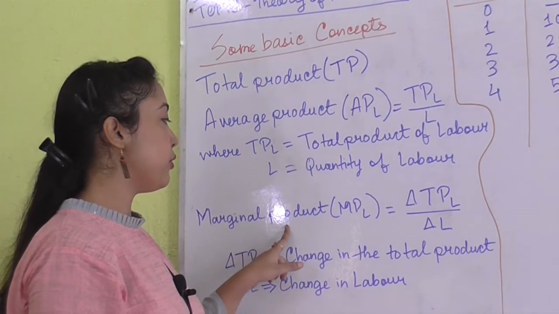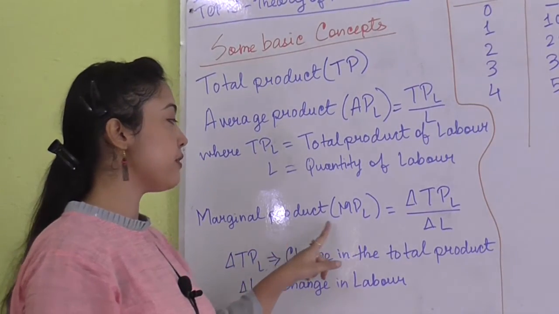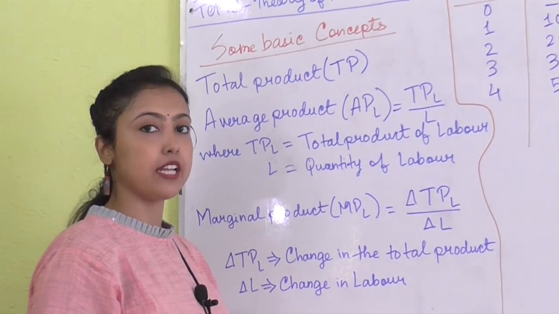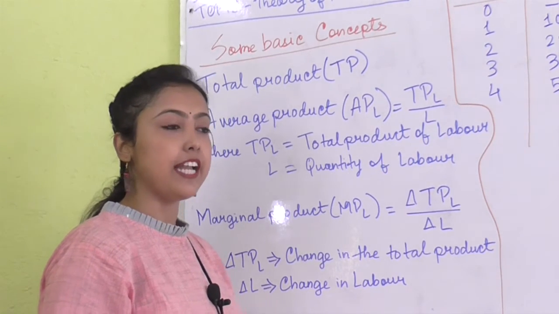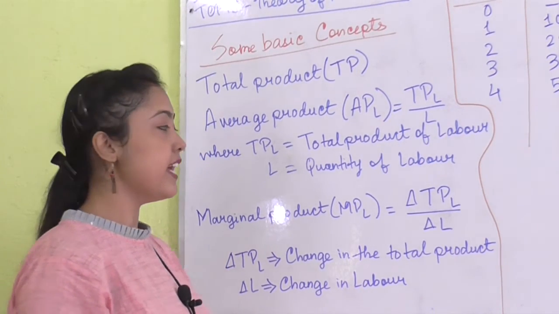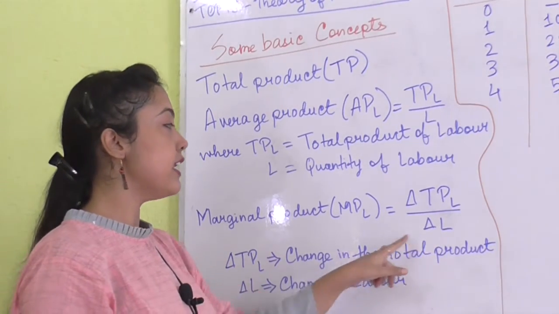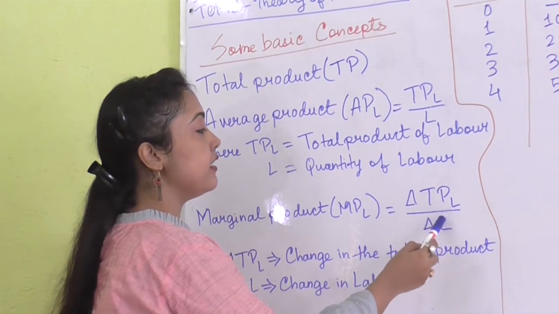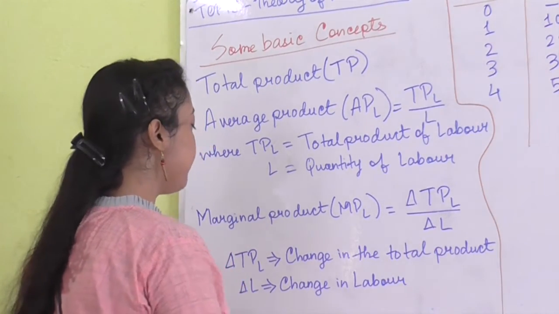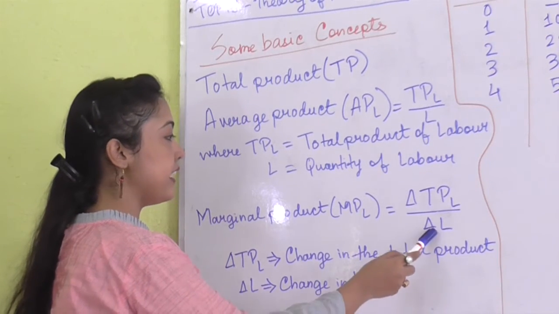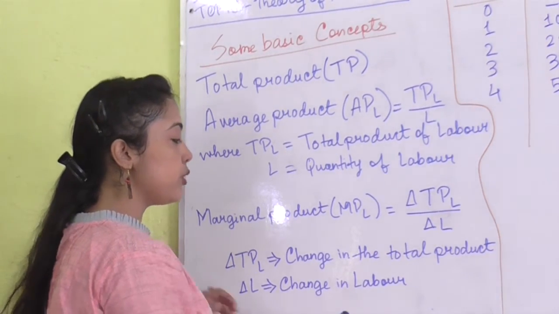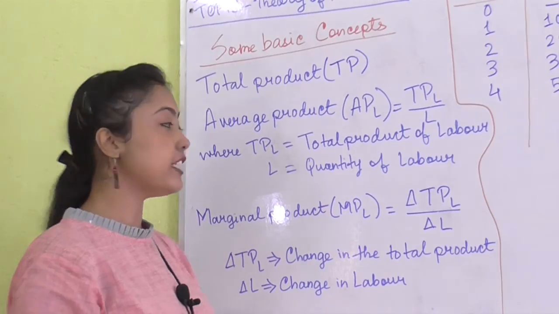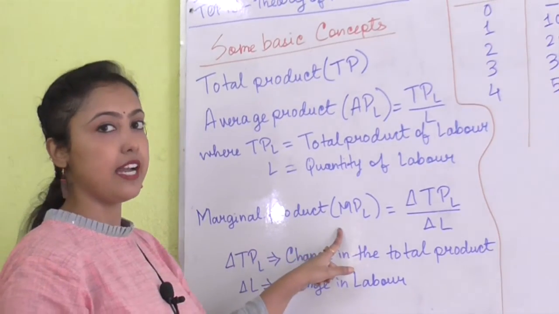Next is marginal product. It is represented by MPL. Marginal product refers to the change in total product from one additional unit of the variable factor, and here the variable factor is labor, L. So, it is denoted by delta TPL divided by delta L. Delta TPL means change in the total product and delta L means change in labor. Due to the change in labor, the amount of total product is also changing, and that is denoted as marginal product. I think it is clear to you.